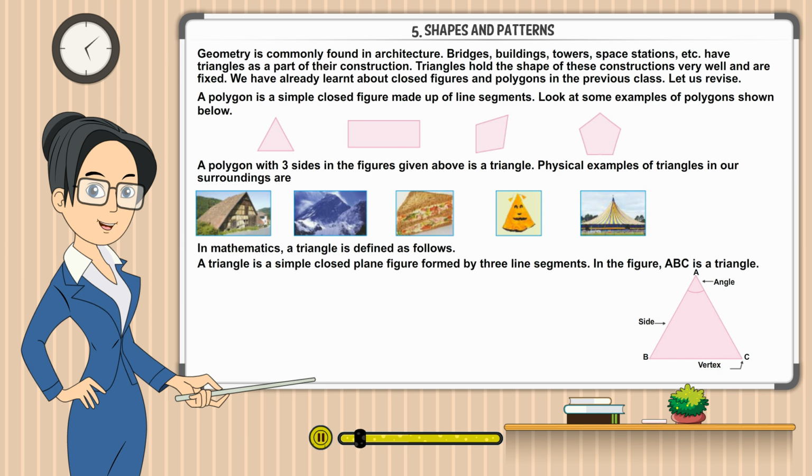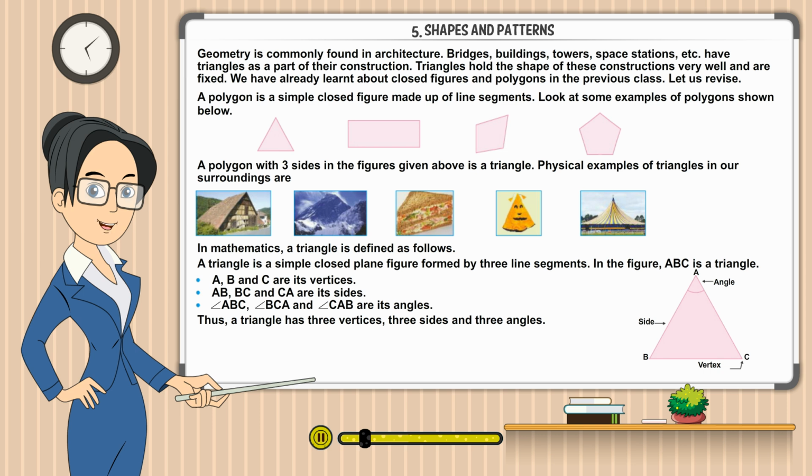In the figure, ABC is a triangle. A, B, and C are its vertices. AB, BC, and CA are its sides. Angle ABC, angle BCA, and angle CAB are its angles. Thus, a triangle has three vertices, three sides, and three angles.